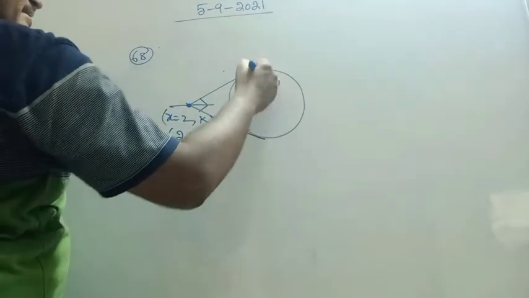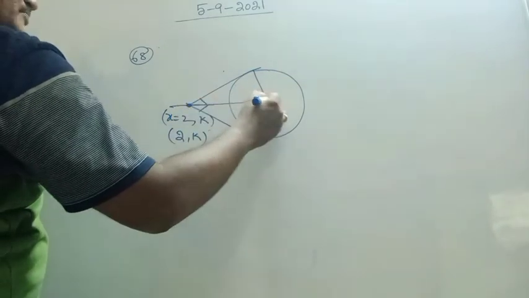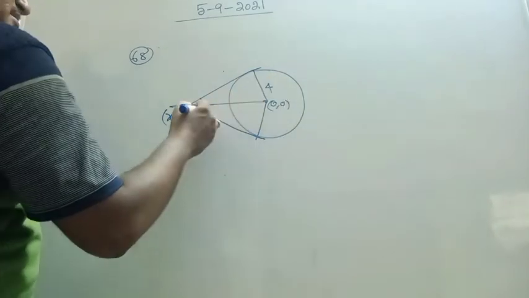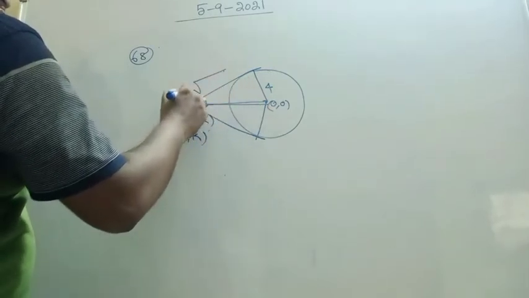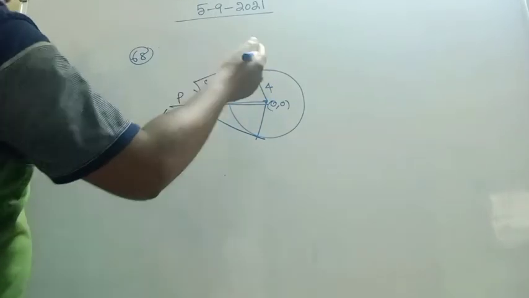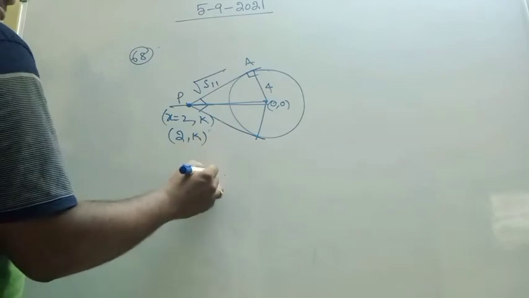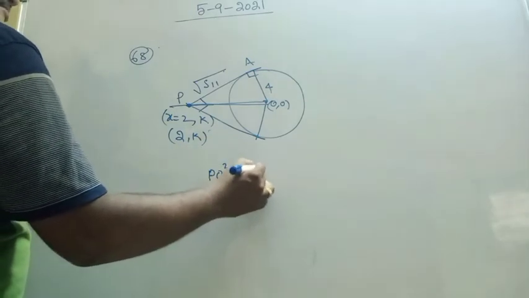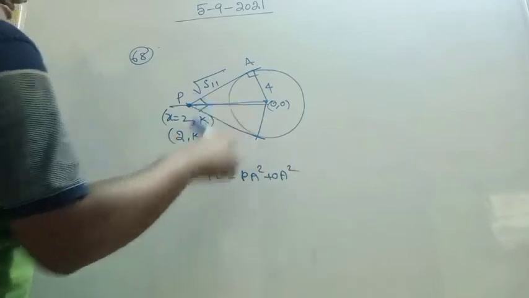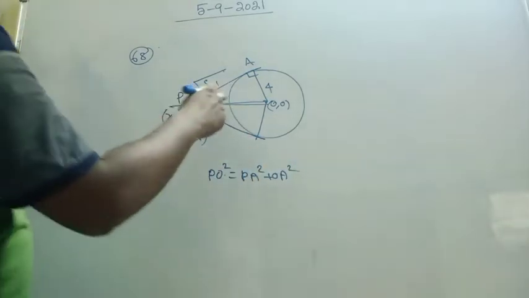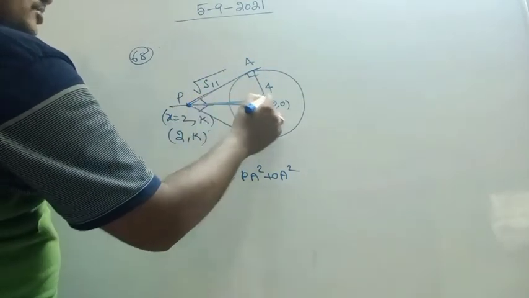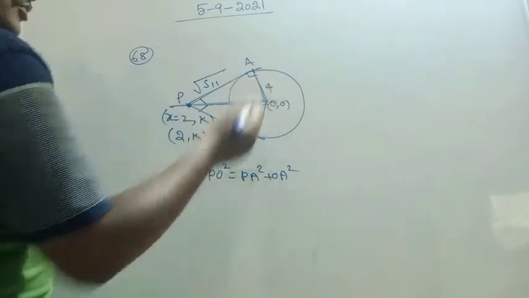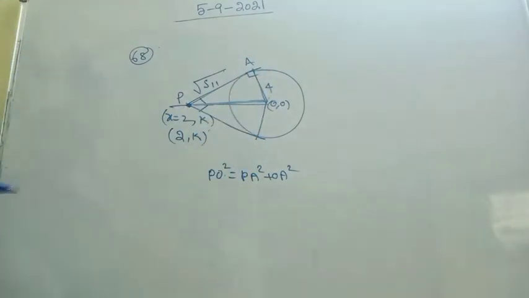You know how you will get the k value. The center is 0 comma 0 and the radius is 4 units. Suppose this length is PA. PA is nothing but root over S11. Now it is satisfying the Pythagoras theorem, that means PO square is equal to PA square plus OA square. You will get PA in terms of k, and you know the distance between these 2 points, and OA is 4. From this you will get the k value.